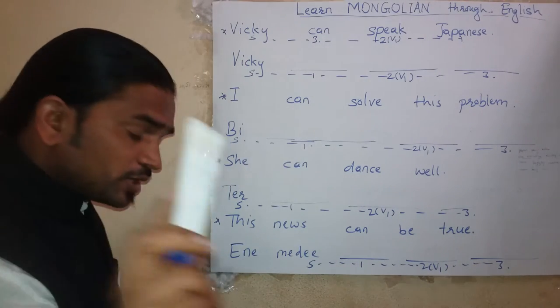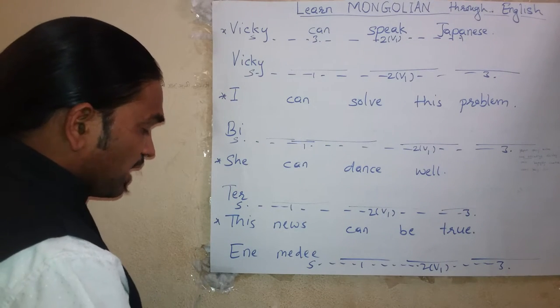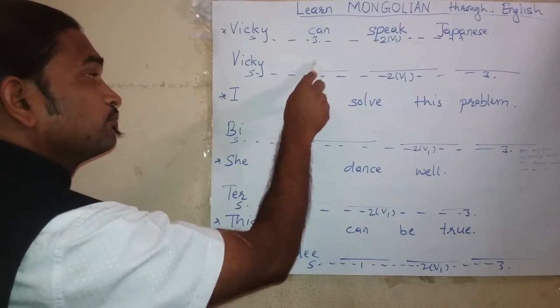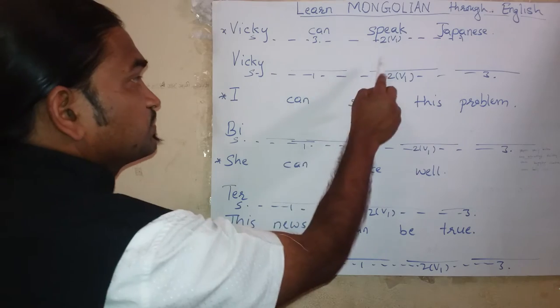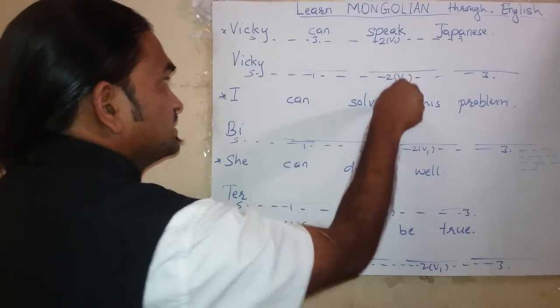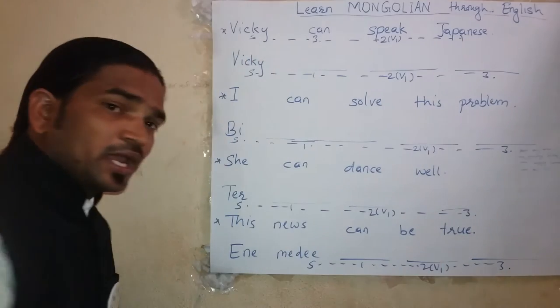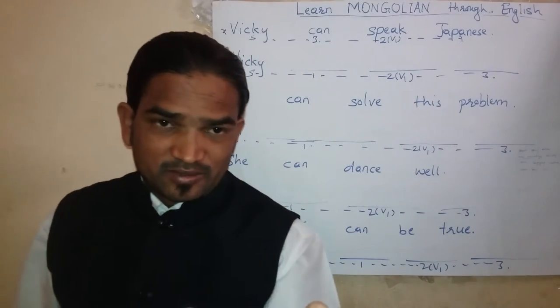First you should write the word for Vicky. Start typing in the comment box: Vicky, V-I-C-K-Y. Then you should write the word for Japanese, Yapon, Y-A-P-O-N. The word for speak is Yariz, Y-A-R-I-Z. The word for can is Bolno, B-O-L-N-O. Okay, now pause the video and try yourself. Start.